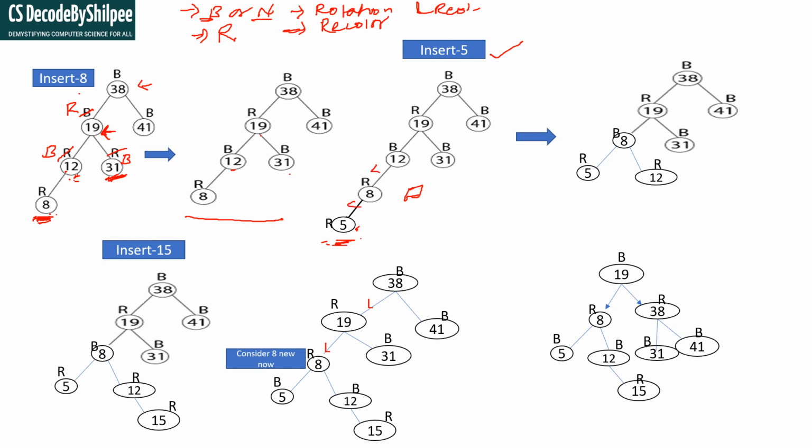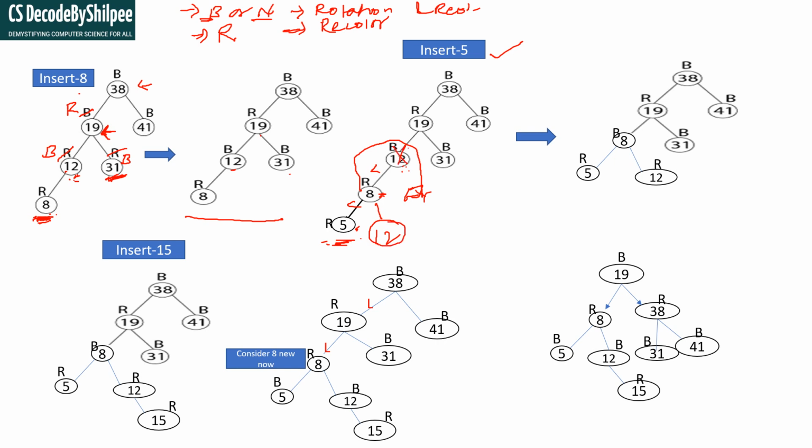So what rotation do you perform? You perform right rotation, and that too from the mid node. So here there is a swapping of the color between 8 and 12. The swapping of the color is done for 8 and 12, because you are performing rotation between 8 and 12, right? So 8 will come down, and 8 becomes the root.